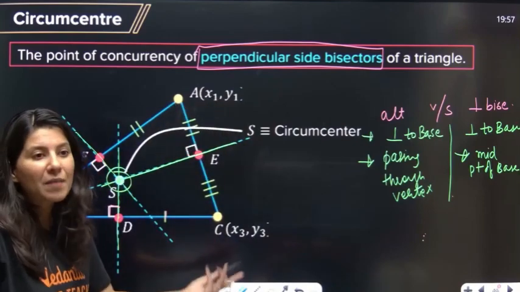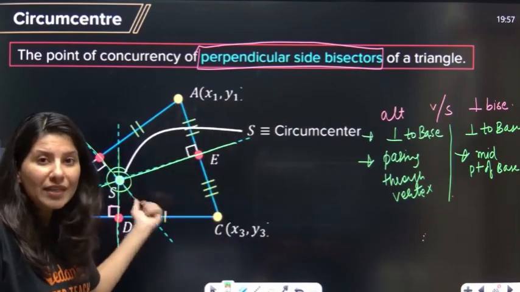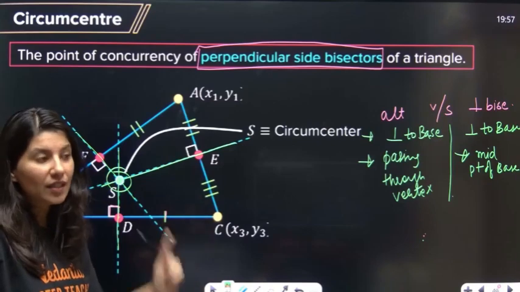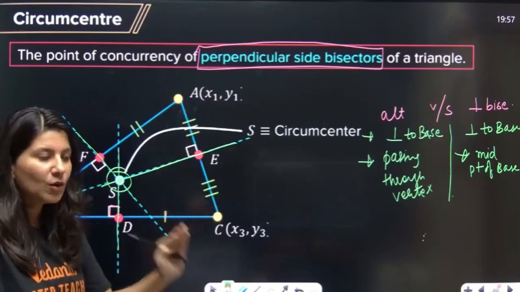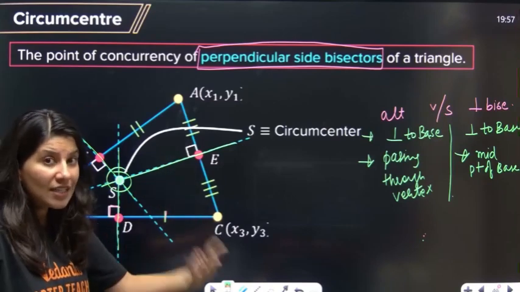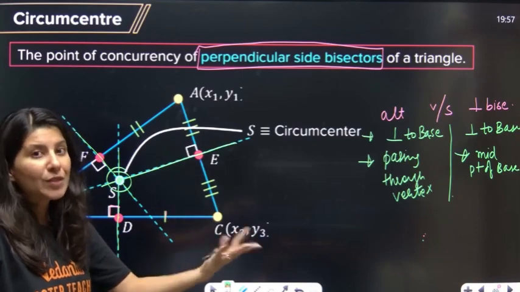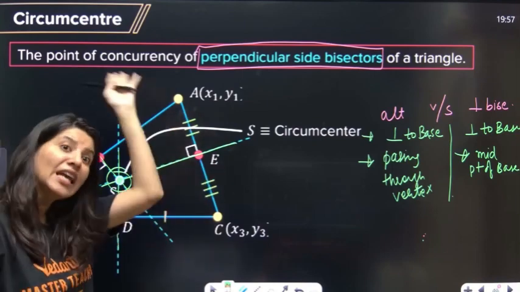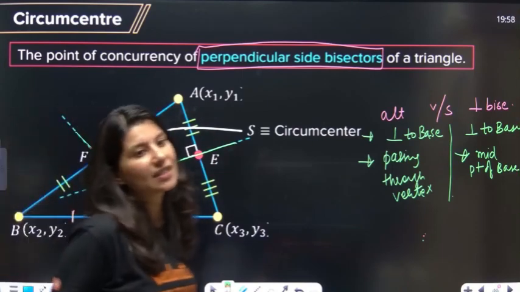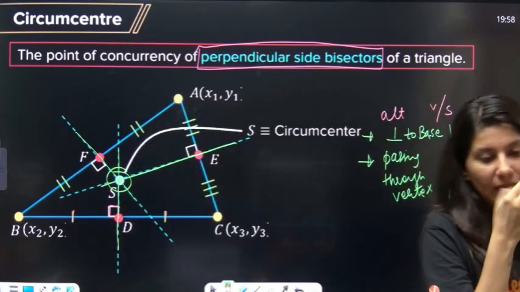Again, you will be like, ma'am, but how will you calculate the coordinates? Right now you can't do it. You need to learn straight lines. So wait for a while. We'll learn straight lines, how to write the equation of a straight line, everything, and then we will be able to calculate circumcenter and orthocenter. Okay? Everybody?